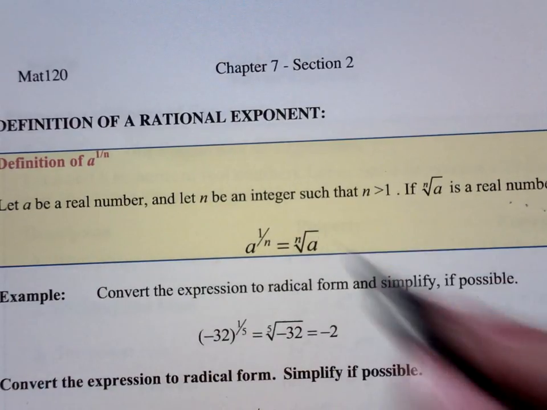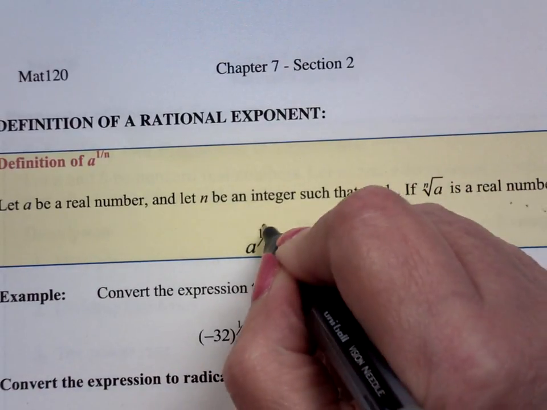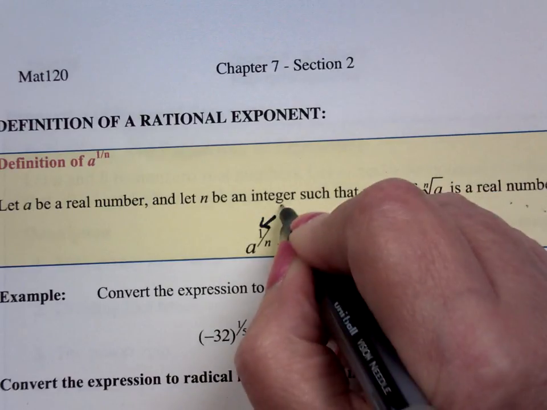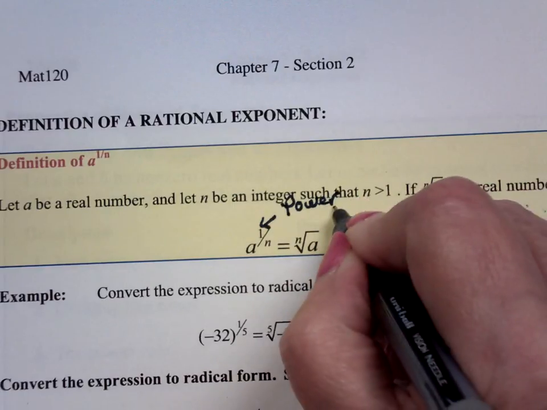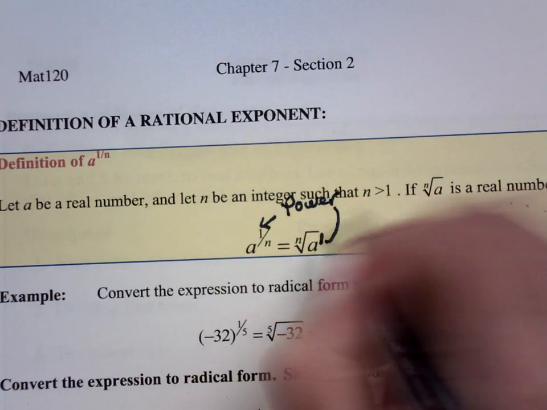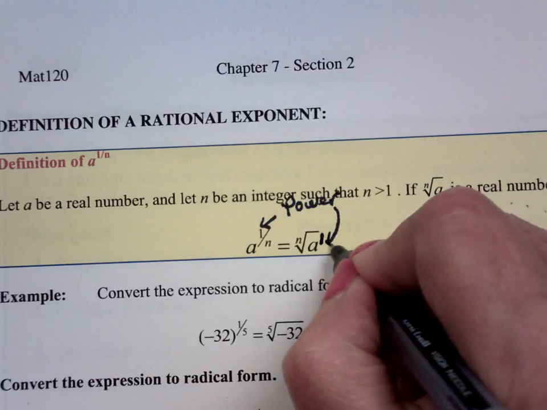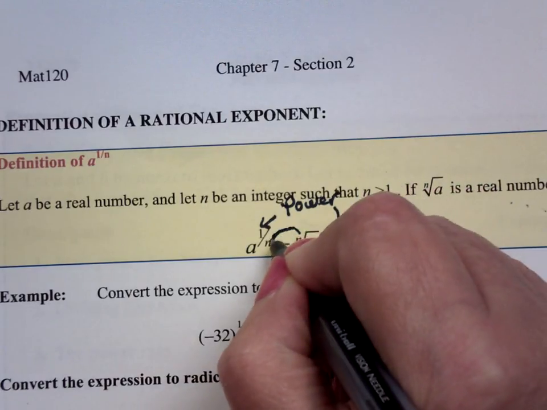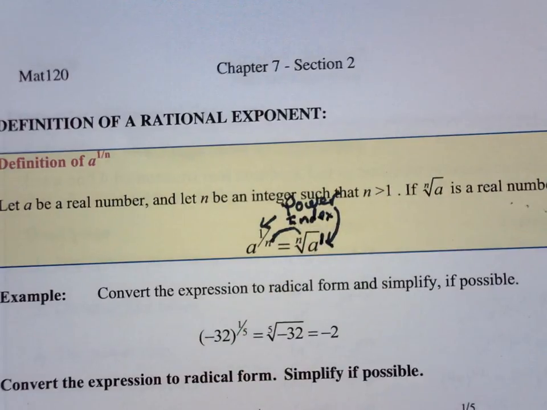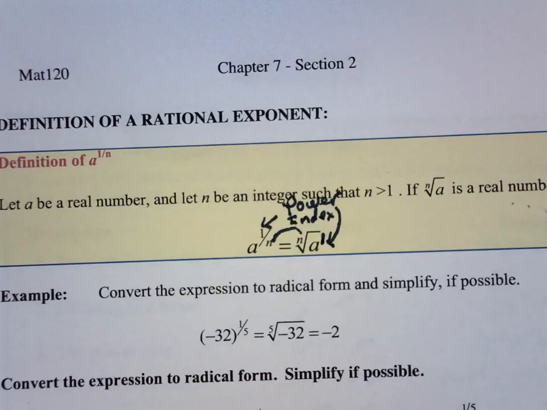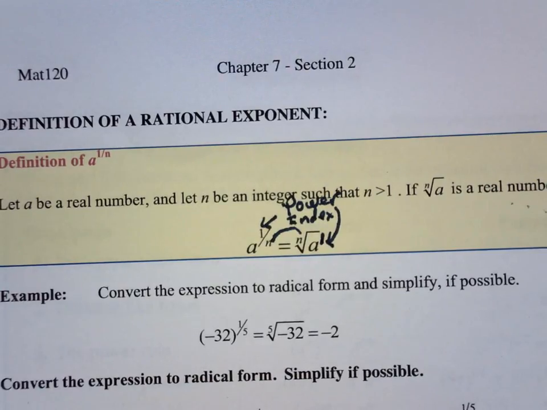What they're saying is this: the numerator of that fraction is the power on the radicand. A has a power of 1. The index is the denominator. Anytime you have a fractional exponent, it is a radical.